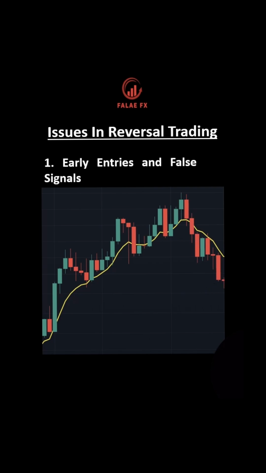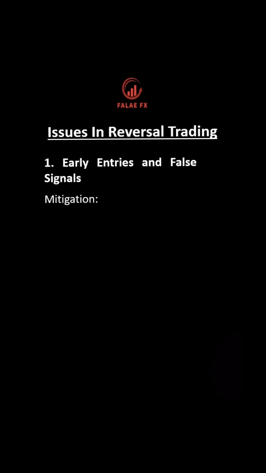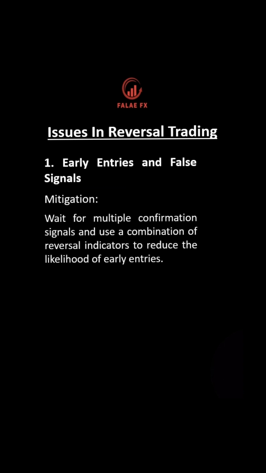To mitigate for this, you need to wait for multiple confirmation signals and use a combination of reversal indicators to reduce the likelihood of early entries or false entries.